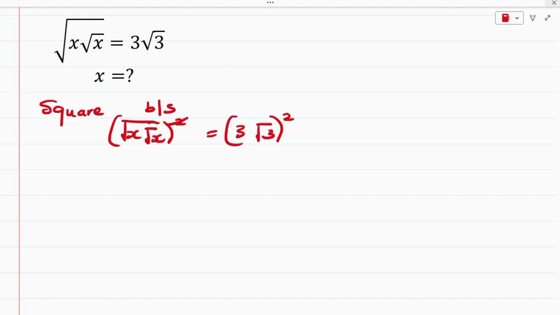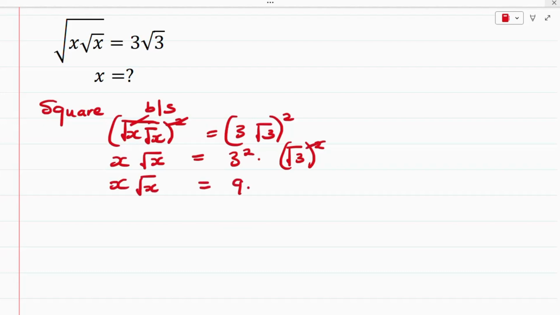So doing this is going to cancel out this. So we have x multiply the root of x is equal to 3 raised to the power of 2 multiply the root of 3 raised to the power of 2. Okay, so from here we have x multiply the root of x is equal to 3 square is 9 multiply. This is going to cancel out this.